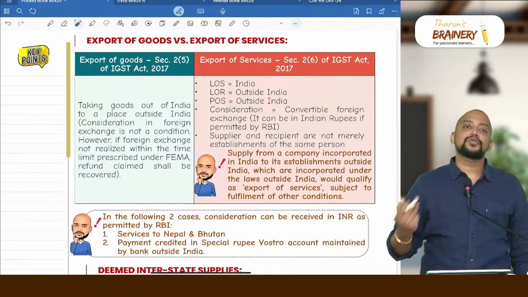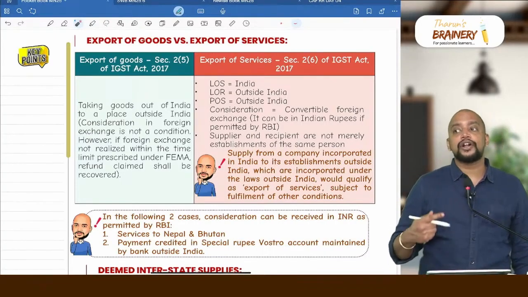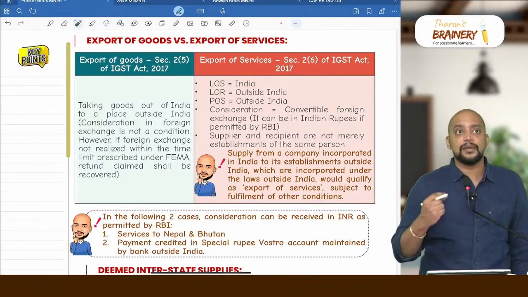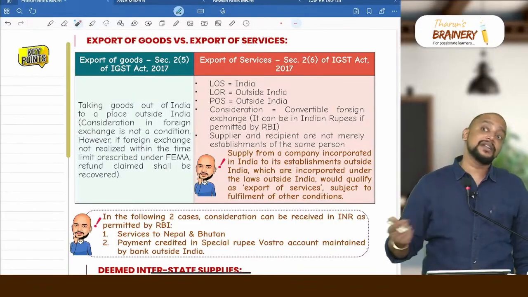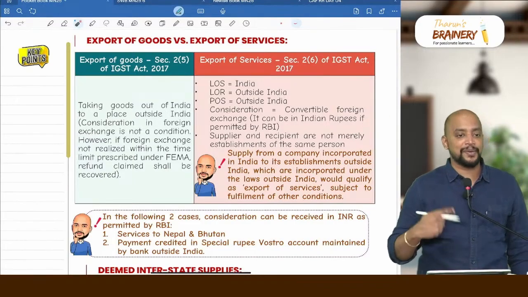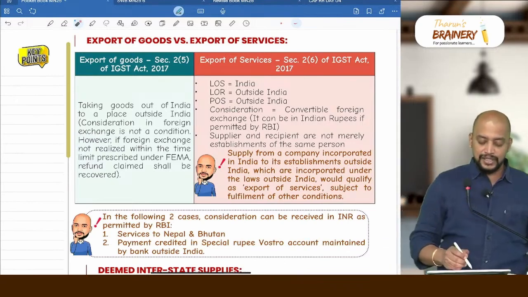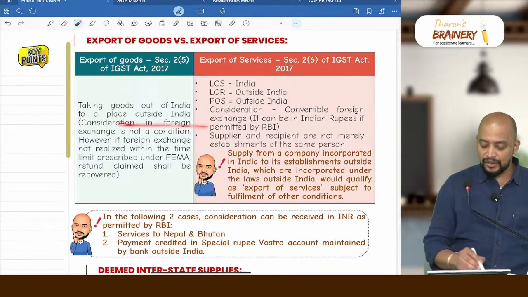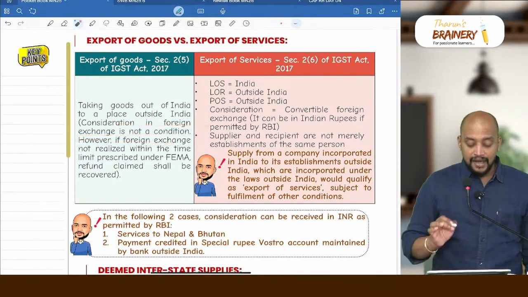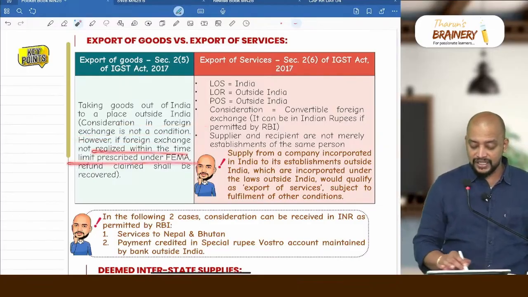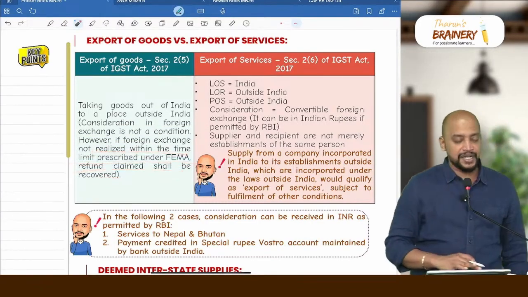But once the export happens, thereafter if you are not realizing the foreign exchange within the time limit under FEMA, then whatever refund that we have already claimed needs to be paid along with interest. So that is this. Consideration in convertible foreign exchange is not a condition. However, if foreign exchange is not realized within the time limit under FEMA, the refund claim shall be recovered.